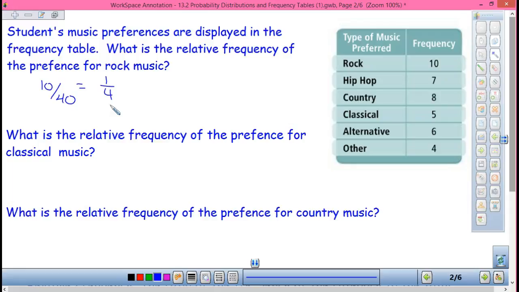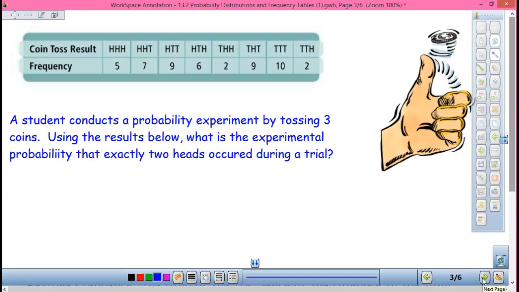Relative frequency for classical? 5 over 40, which is 1/8. And preference for country? 8 over 40, 1/5. You're way better at reading fractions. Super hard? No.